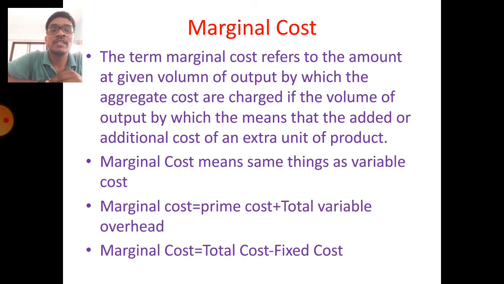First, we will see what is meant by marginal cost. The term marginal cost refers to the amount at any given volume of output by which the aggregate costs are changed if the volume of output is increased or decreased by one unit. It means the added or additional cost of an extra unit of product. Marginal cost means the same thing as variable cost. It is a technique of ascertaining cost, used with any method of costing. According to this technique, variable costs are charged to the cost unit, and fixed cost attributable to a relevant period is written off in full against the contribution for the period.